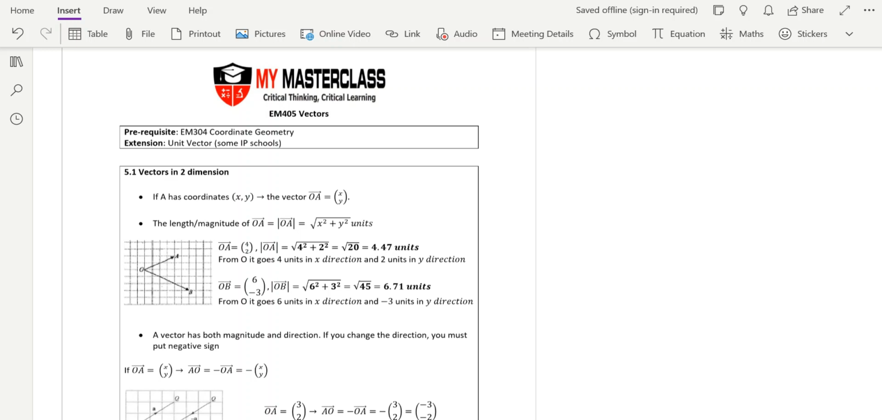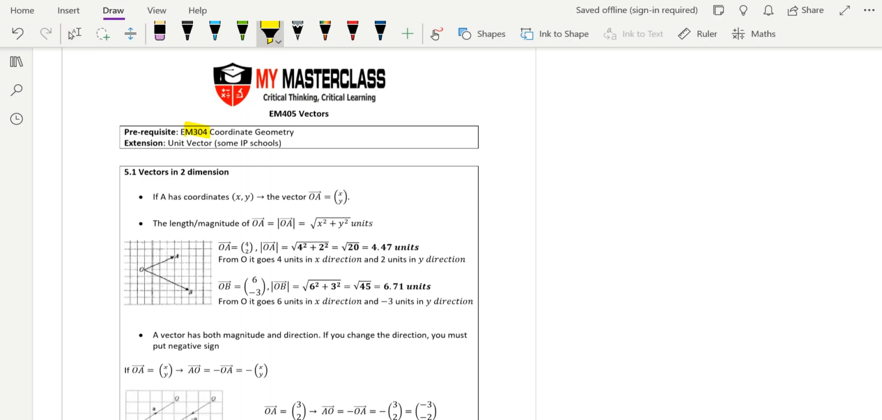Okay, so this topic is about vectors, and vectors is the last chapter for your EMath syllabus. This topic can be considered hard, but if you understand the concept and apply it accordingly to the questions, you should be fine. Before that, you need to be good in some coordinate geometry concepts. And for some IP schools, if you need unit vector, I will do it in a separate video.